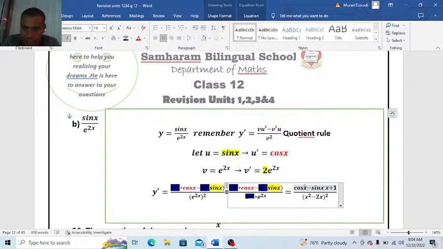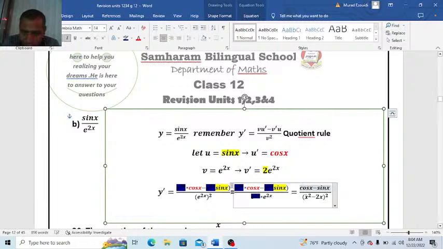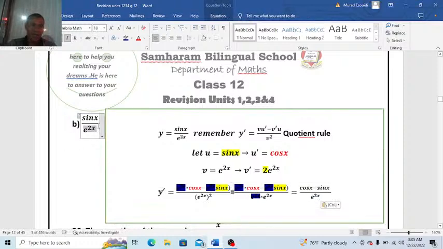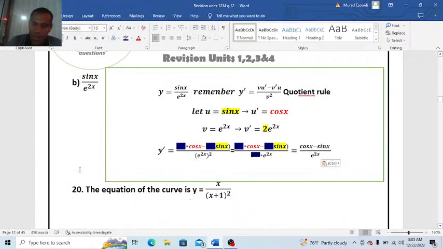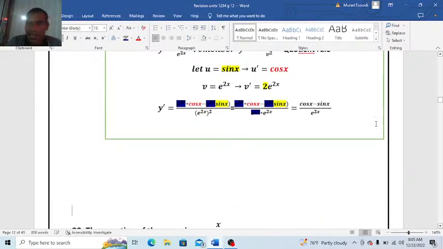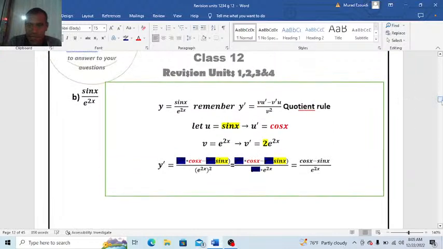All divided by exponential of 2x. This is the first derivative of the function. I wish it's clear for you, learners. There is another method also. You write it as exponential of minus 2x and differentiate using the product rule. As you like, choose the best method. If you want, I will do the second method for you.